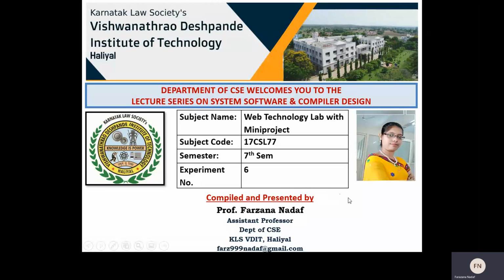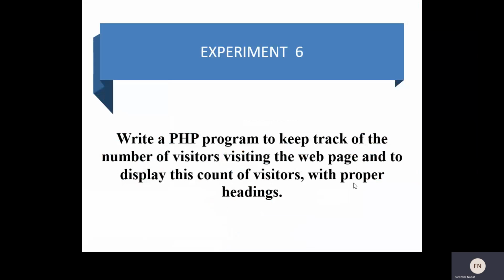The subject code is 17CSL77, experiment number 6. The title and problem statement is: write a PHP program to keep track of the number of visitors visiting the web page and to display the count of visitors with the proper heading.